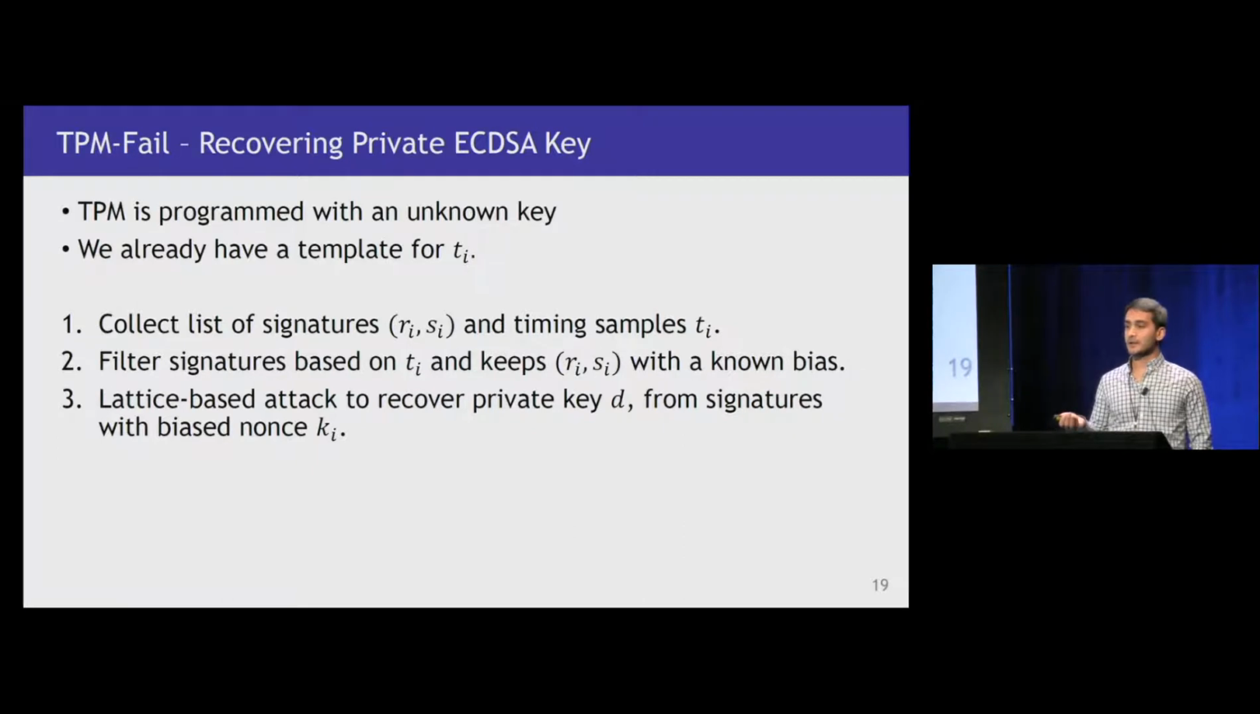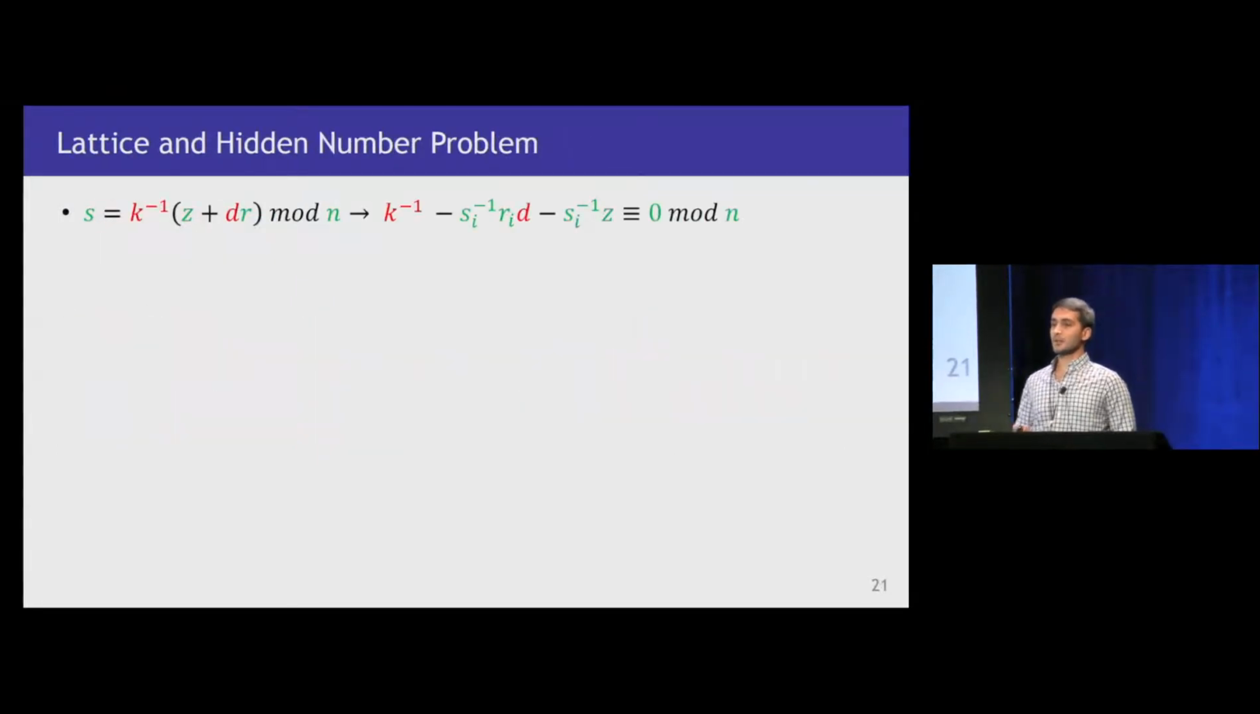This attack, basically, we have a template. We know with what threshold these signatures are going to be biased, how many leading 0 bits they're going to have. And when we have the template, we're going to collect some signatures from the device. And using the template and the timing samples we have collected, we can basically filter the signatures that have been generated with a biased nonce. And then we applied the standard lattice-based attack to recover the key from these devices. So in the final attack we actually just asked the TPM device to generate this key instead of programming it with a known key.